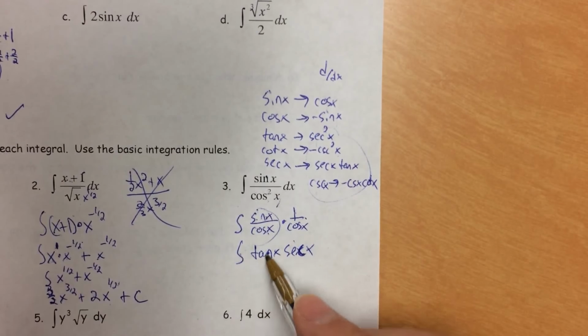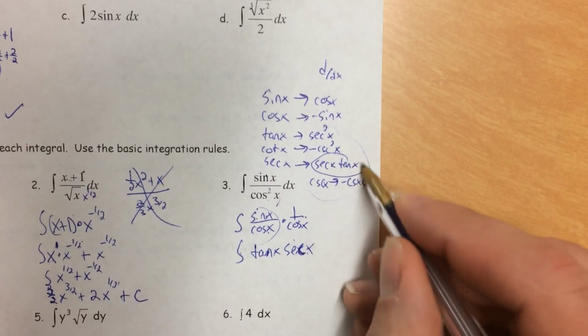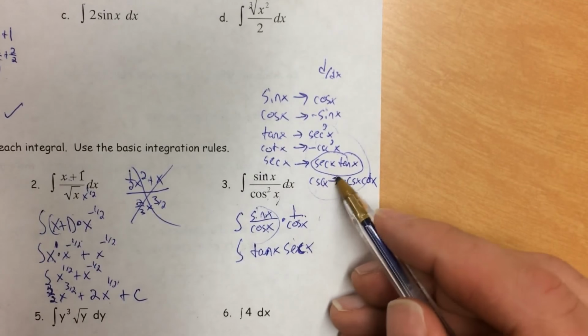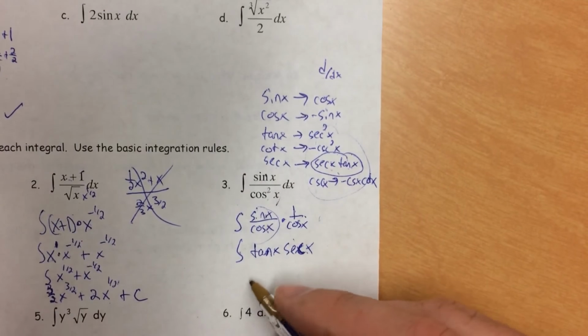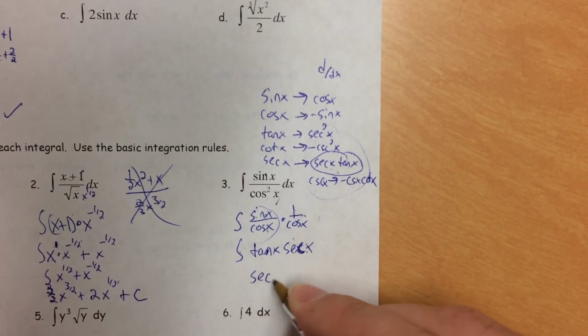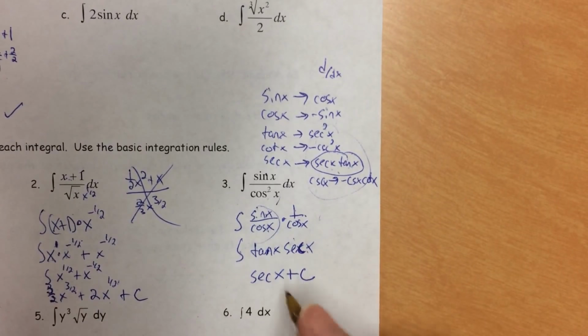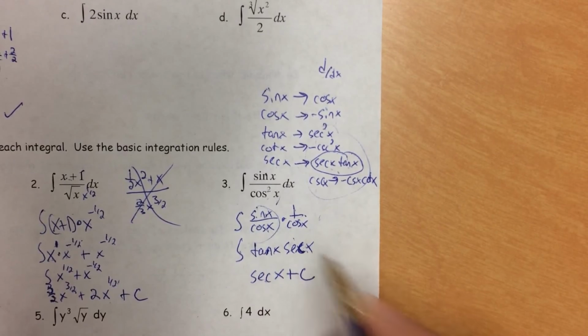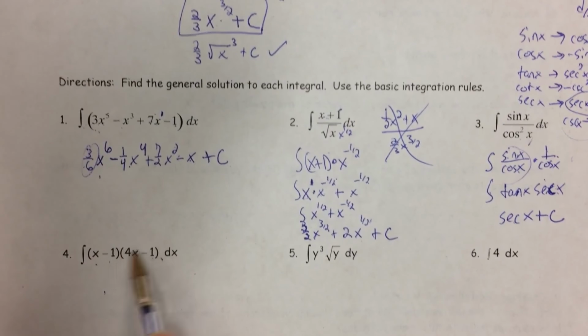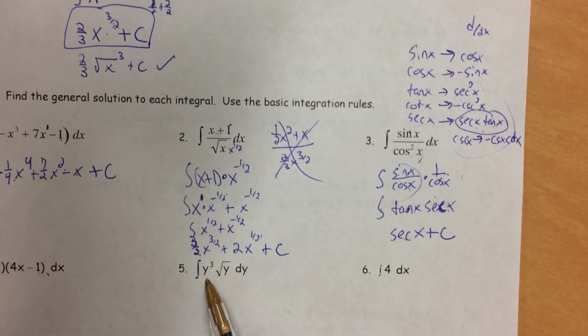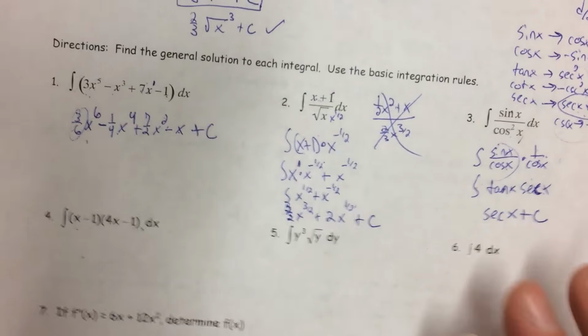And so what we have is the integral of tangent of x, secant of x. And we know the thing that gives us secant of x, tangent of x. The thing that gives us that derivative is secant. So the integral is secant of x plus c, because the derivative of secant of x is tangent of x, secant of x. Okay. For both 4 and 5, obviously there's no product rule, so you need to multiply it out. 5, again, no product rule, you need to multiply it out.